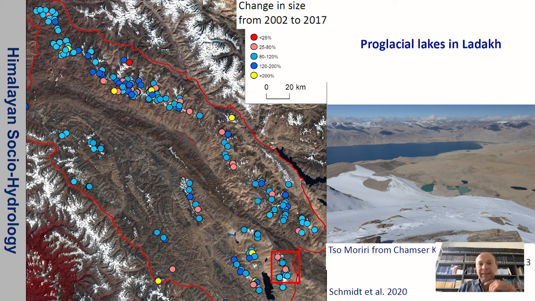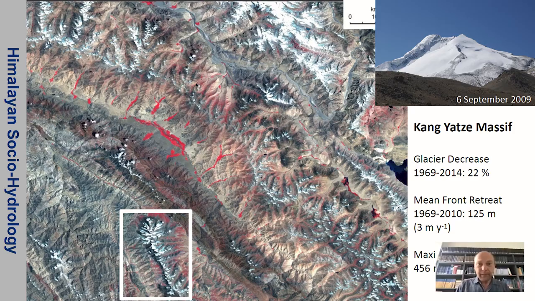And I will show you now one particular case, this case of Gya. It is located to the east of the Kangyatse range, that is here in the white rectangle. We have worked on these glacier changes on Kangyatse a few years back, and we estimated all the glacier decrease and the mean front retreat in this massif. And because of that, we also have a number of glacial lakes in this massif, and one of them was the one that caused this problem.